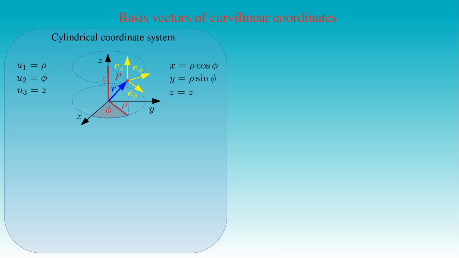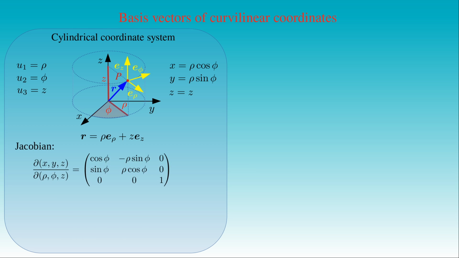We know that the position vector pointing at P has the basis expansion ρ times e_ρ, plus z times e_z. By taking the derivatives of the coordinate transformation with respect to ρ, phi, and z, we can compute the Jacobian of the transformation. Now we can determine the basis vectors from the column vectors of the Jacobian. e_ρ is given by its first column vector. Since the length of this vector is the square root of sine squared phi plus cosine squared phi, which is 1, the components of e_ρ are the same as the column vector. Its x component is cosine phi and its y component is sine phi.